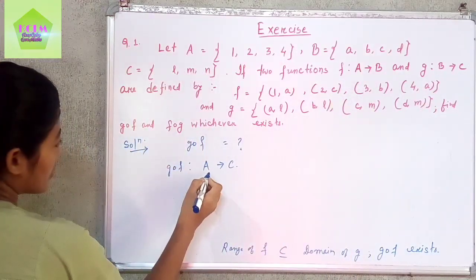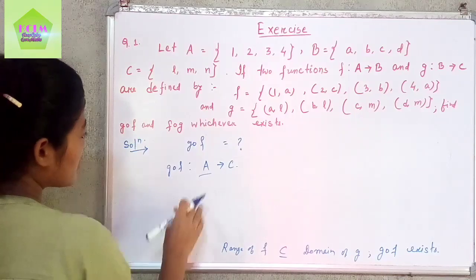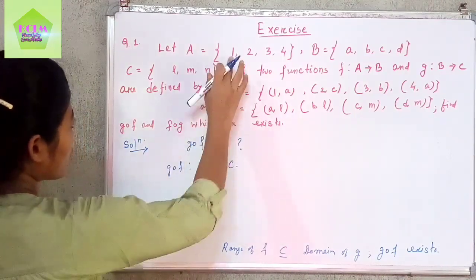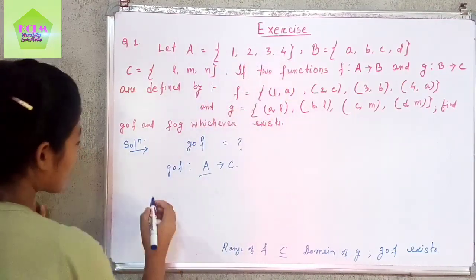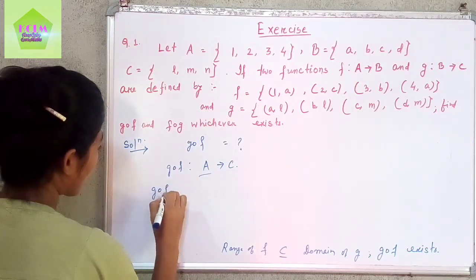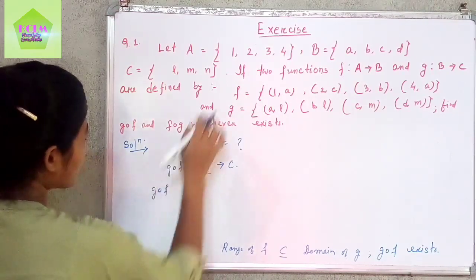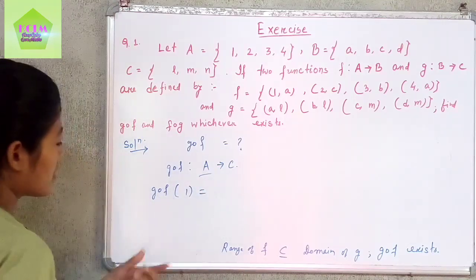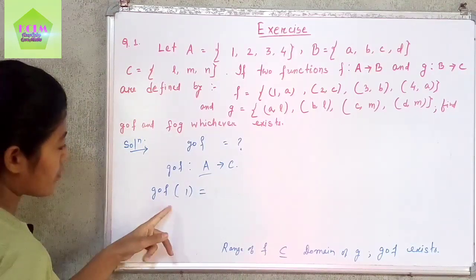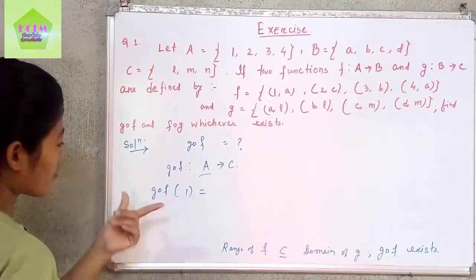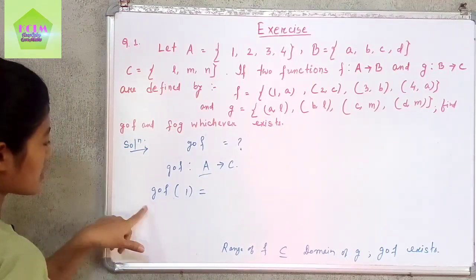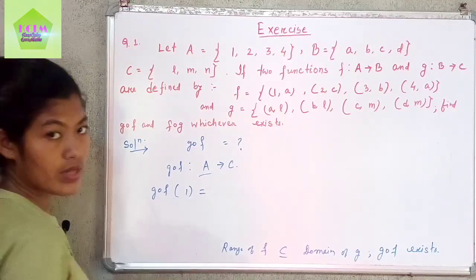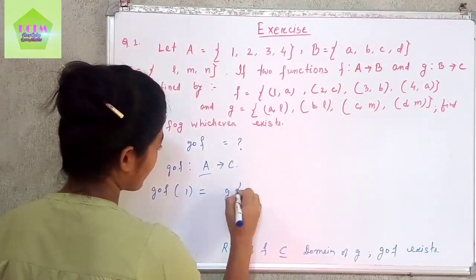Now, here the domain is A and the elements in A are 1, 2, 3, 4. So we can check g∘f of the element 1. Now by definition, (g∘f)(x) equals g(f(x)). So here (g∘f)(1) equals g(f(1)).